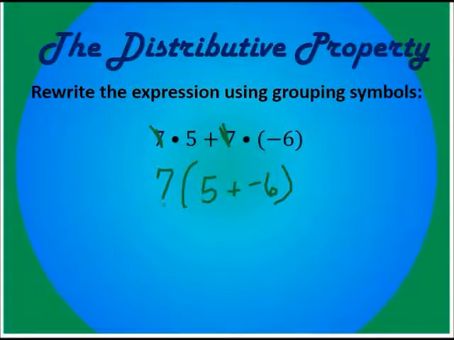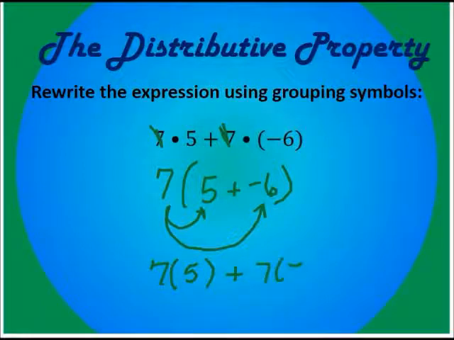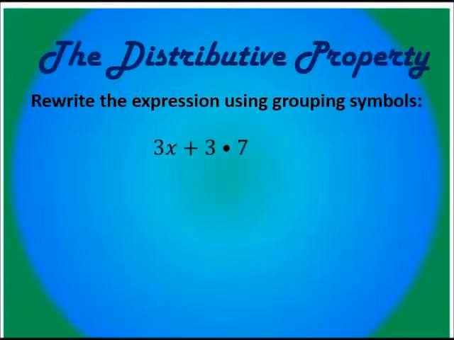Now, if we went backwards and we did use the distributive property, we would have the 7 visit the 5 and the 7 visit the negative 6. So we would have 7 times 5 plus 7 times negative 6. And that's what we started with at the beginning. So in this type of problem, we're going backwards. So if you're asked to rewrite the expression using grouping symbols, you're going backwards.